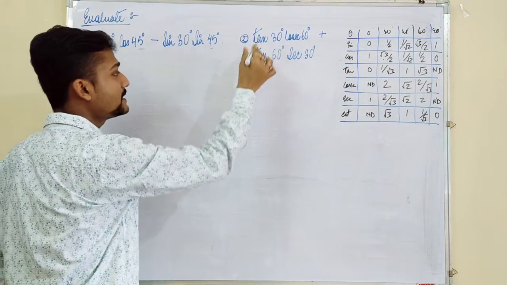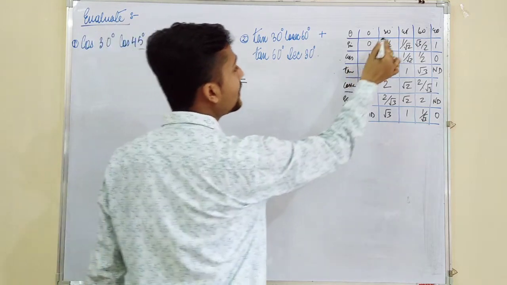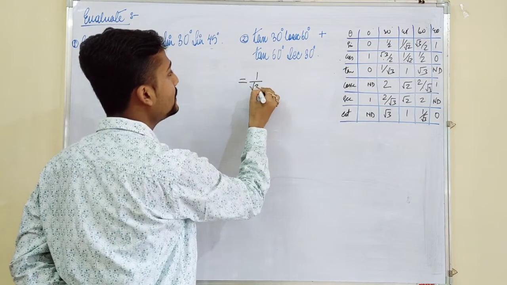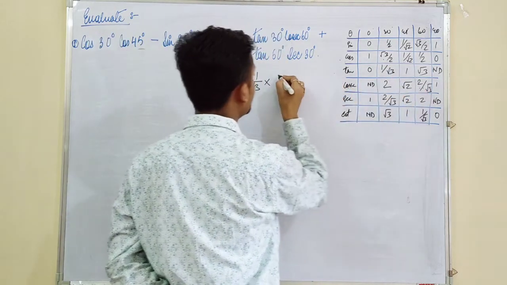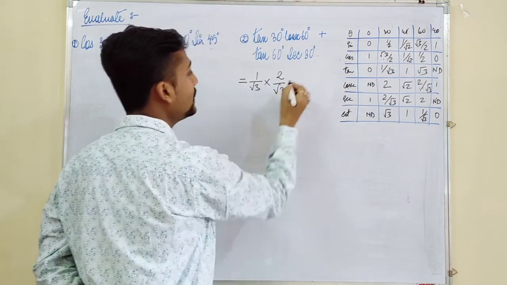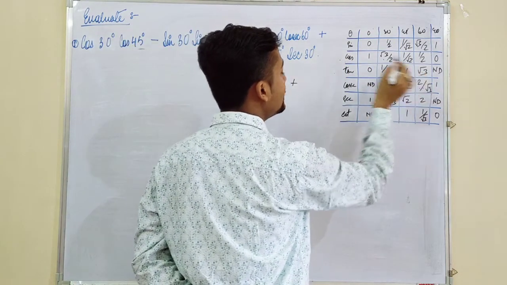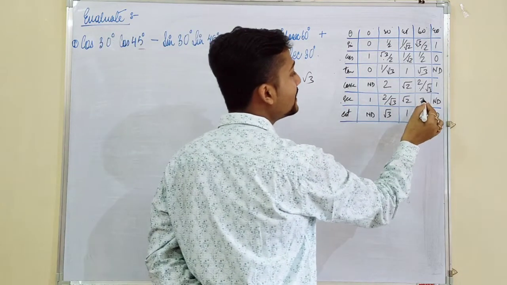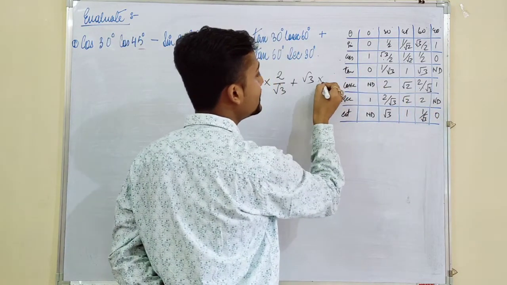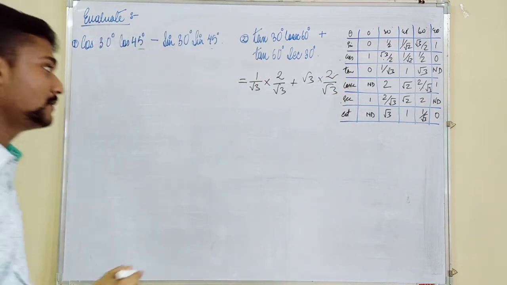Now I will try to solve the second question. Let us see. Tan 30 is equal to how much? Tan 30 is equal to 1 by root 3 into cosec 60. Cosec 60 is equal to 2 by root 3. Okay? Plus tan 60. Tan 60 is equal to root 3. Then sec 30. Sec 30 is equal to 2 by root 3. I have put the value. Now I will try to solve it out.